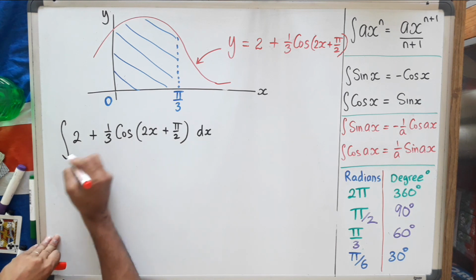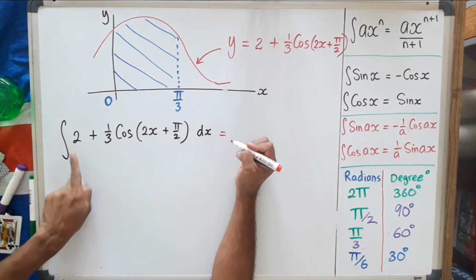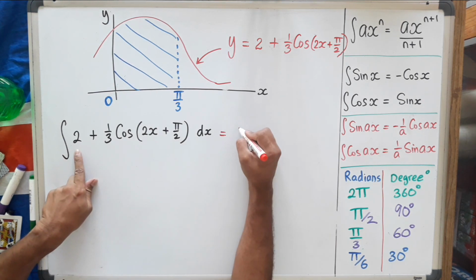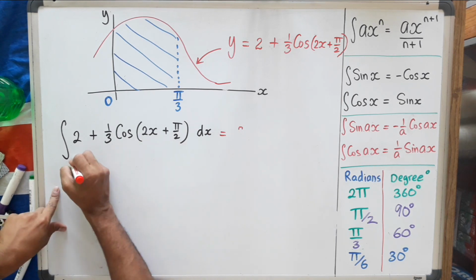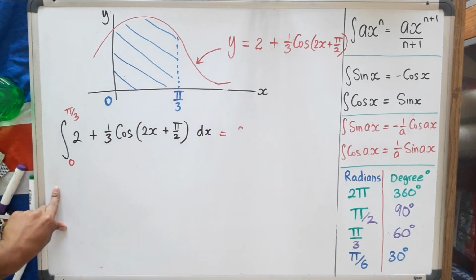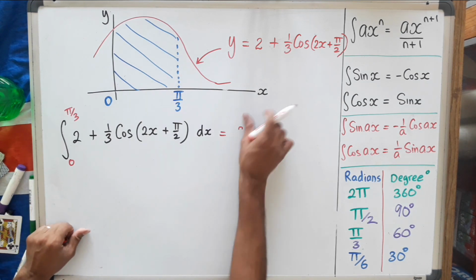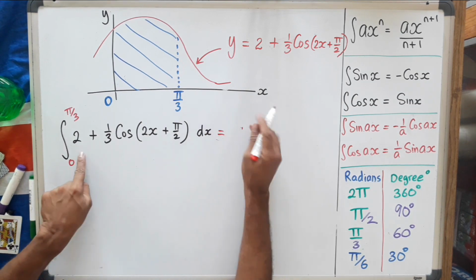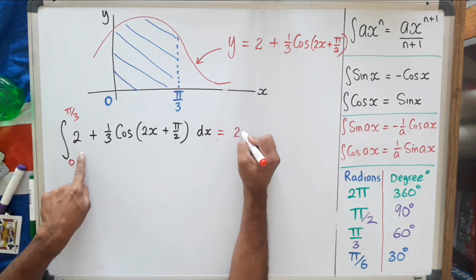So when you integrate 2, you will get, 0 and pi on 3 are the limits, because we want to find the area between 0 and pi on 3. When you integrate 2 is a constant, you will get 2x.